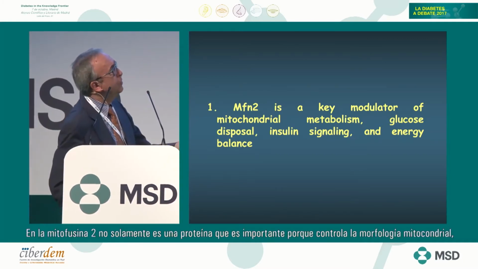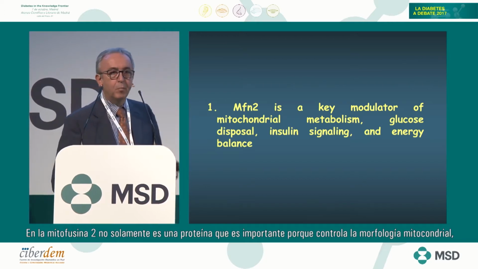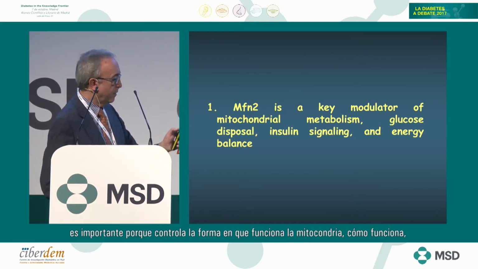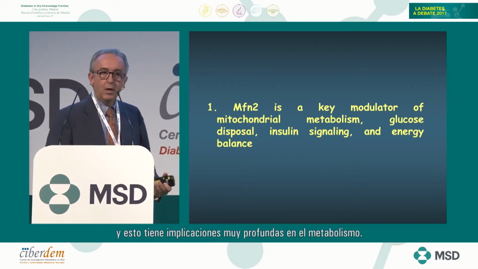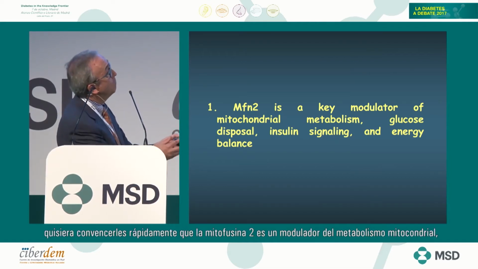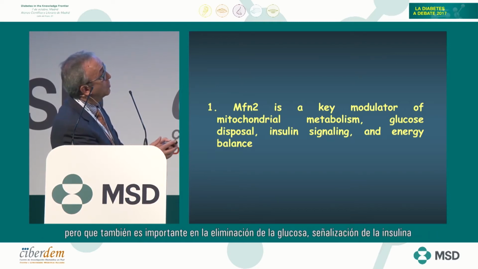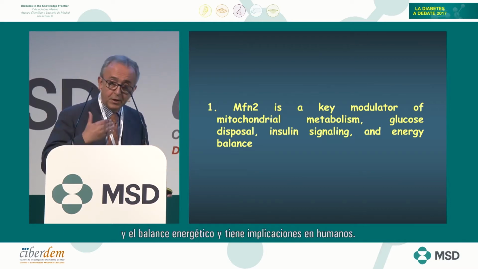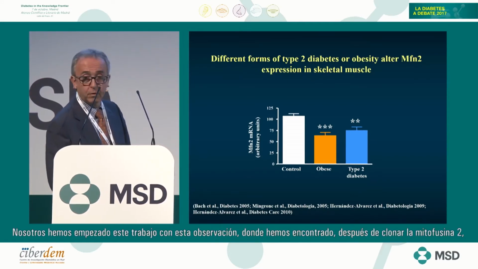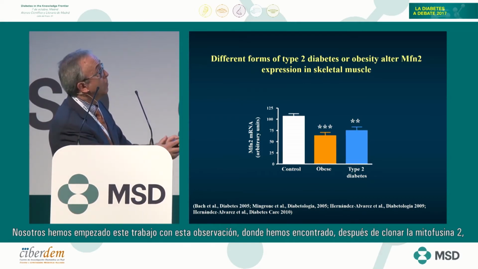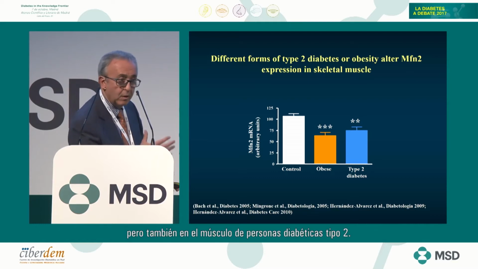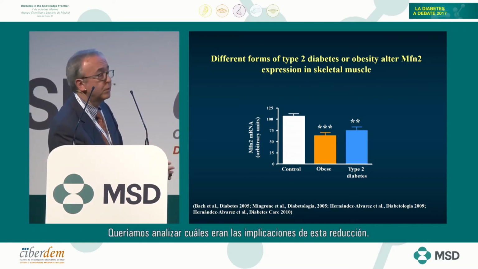So mitofusin 2 is not just a protein that is important because it controls mitochondrial morphology. It is important because it controls the way mitochondria function, the way they operate, and this has very profound implications in metabolism. So I want to convince you very quickly that mitofusin 2 is a modulator of mitochondrial metabolism, but it's also important in glucose disposal, in insulin signaling, and in energy balance. And this has implications in humans. Okay, so we started this work with this observation. What we found after cloning mitofusin 2 is that it is repressed in muscle from obese subjects and also in muscle from type 2 diabetic people.